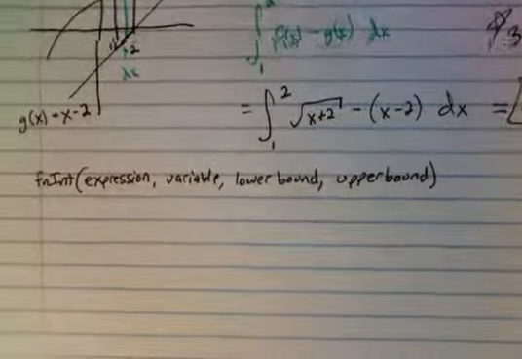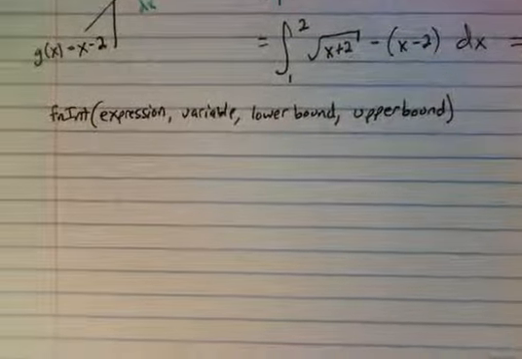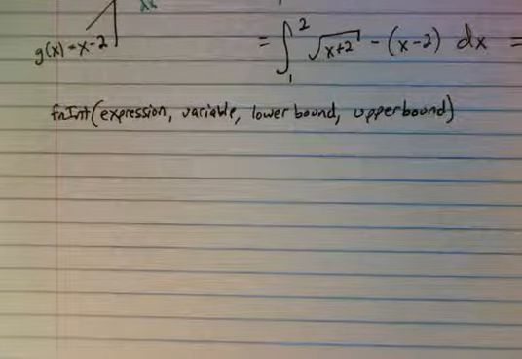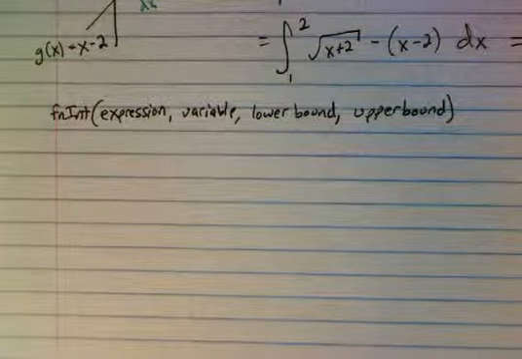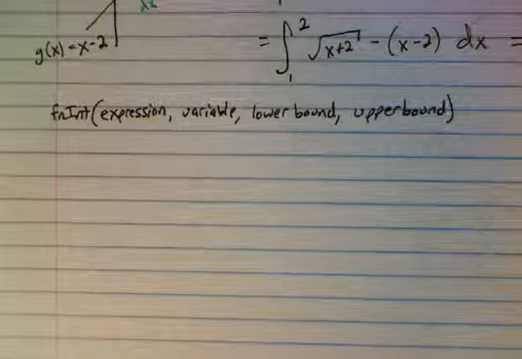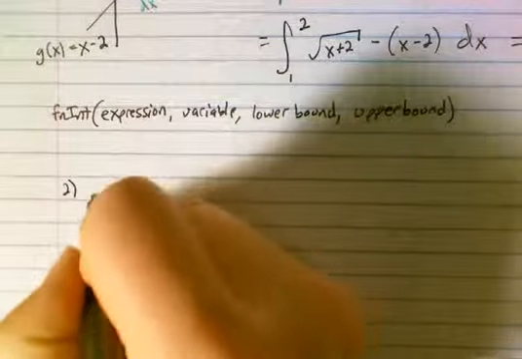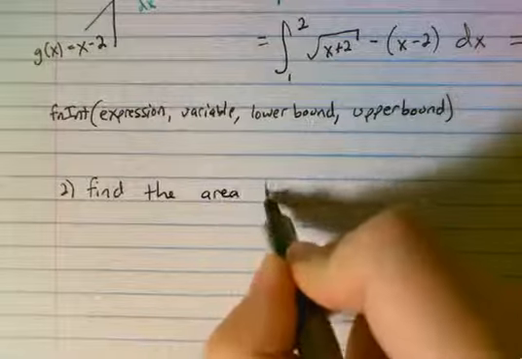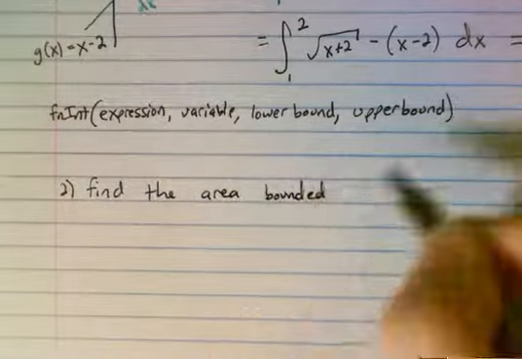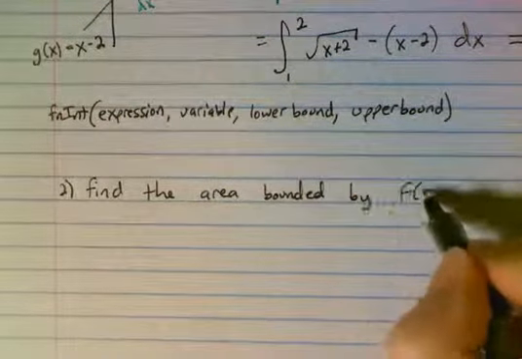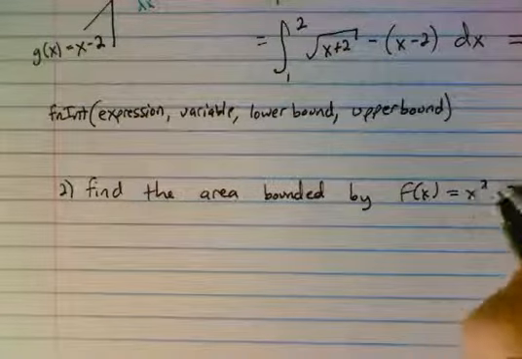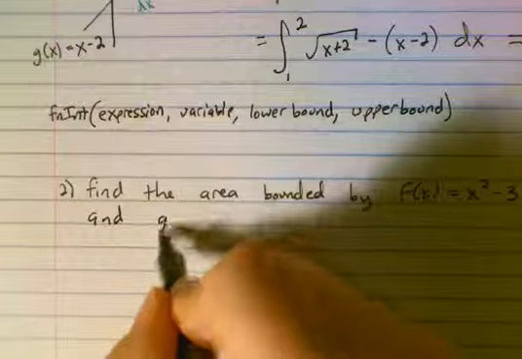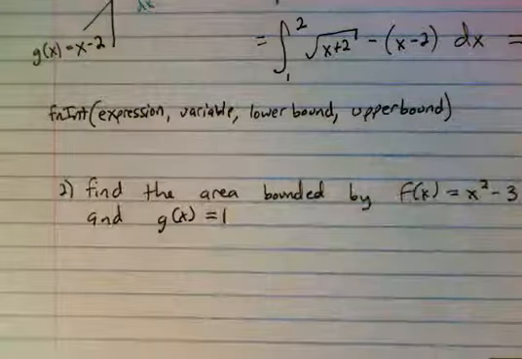It is really common to have questions where you're given neither the graphs nor the starting and ending points, the bounds. If you have your calculator available, these are still quite easy problems. So let's do another example. Find the area bounded by f of x equals x squared minus 3 and g of x equals 1.